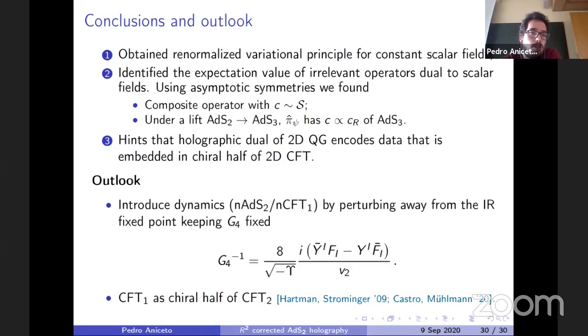Not all of our solutions, of course, admit an AdS3 lift, so we don't have any way of specifying what the 2-dimensional CFT would be in any case. So what would be interesting to do then? Well, the main thing would be to introduce dynamics by basically perturbing away from the infrared fixed point.